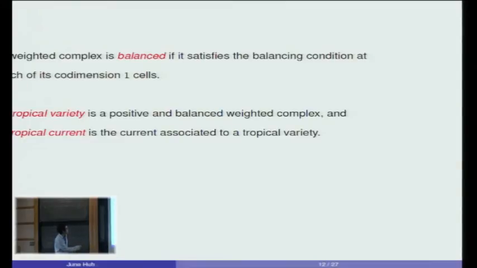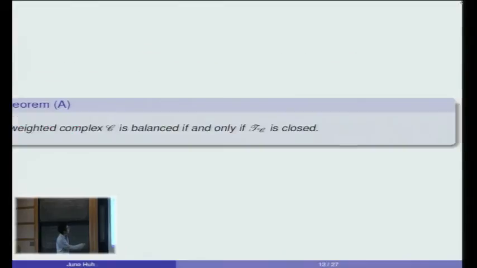And the fact we have seen before generalizes in this setting. One of them says that a weighted complex C is balanced if and only if the associated current is closed. The valuable direction would be that: if I start with a tropical variety, and I construct this current here, then I would get a positive closed current.